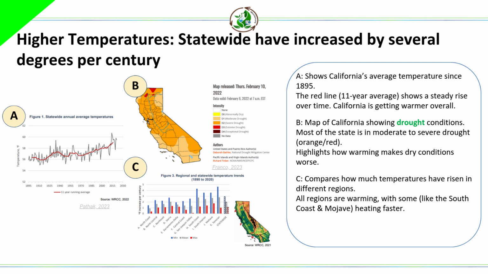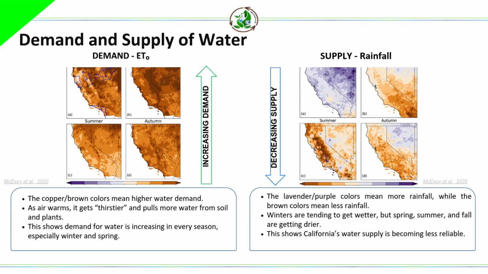These images show how rising temperatures impact water availability and stress both natural ecosystems and human water use. Here we're looking at the balance between water supply and water demand. On the supply side, rainfall is shown in lavender or purple for more rain and brown for less rain. You can see that winters are tending to get wetter, but spring, summer, and fall are becoming drier. This means California's water supply is becoming less reliable over the year.